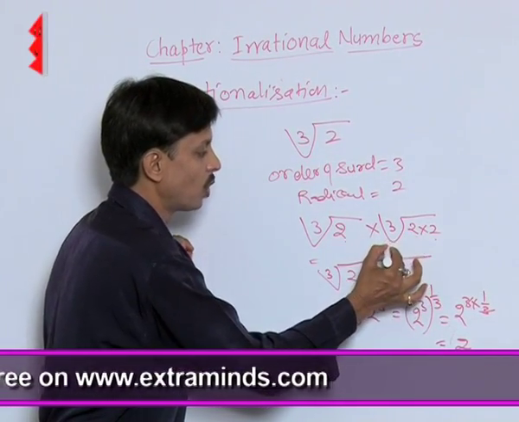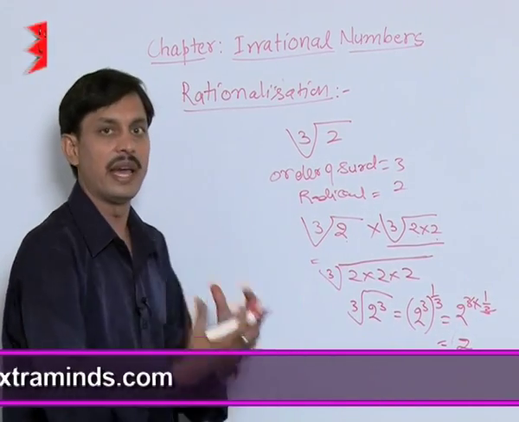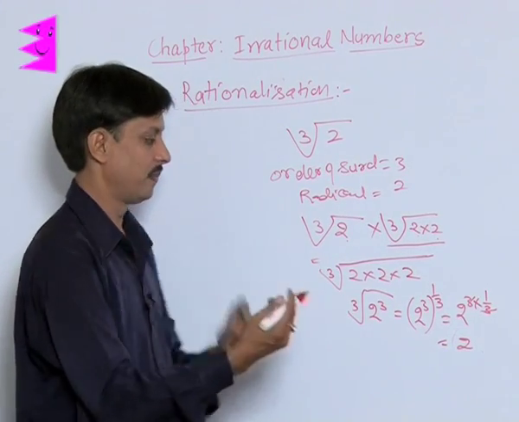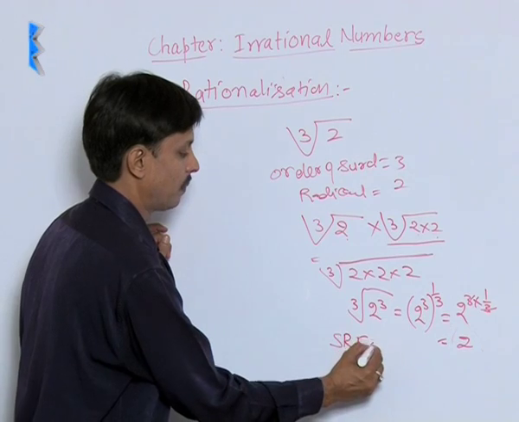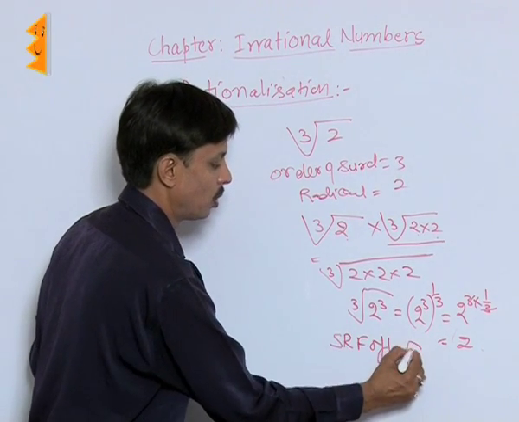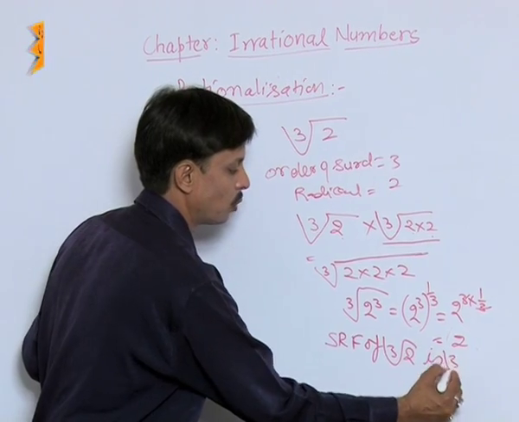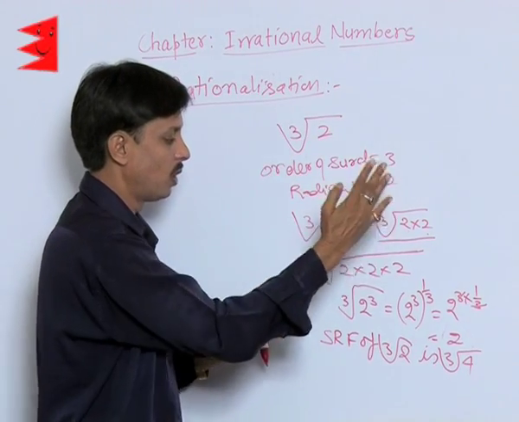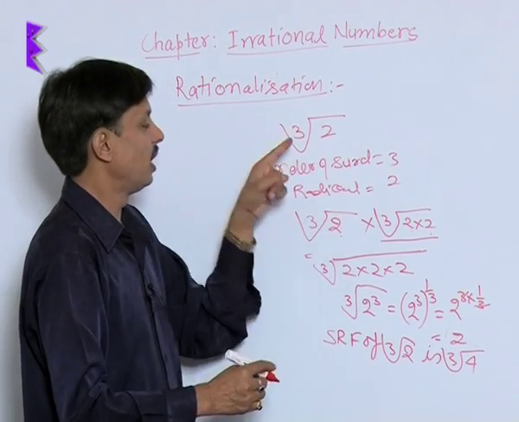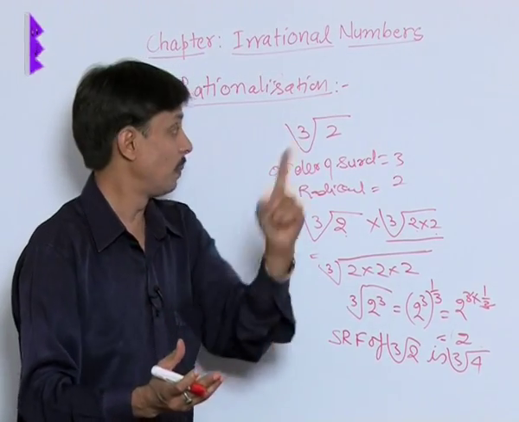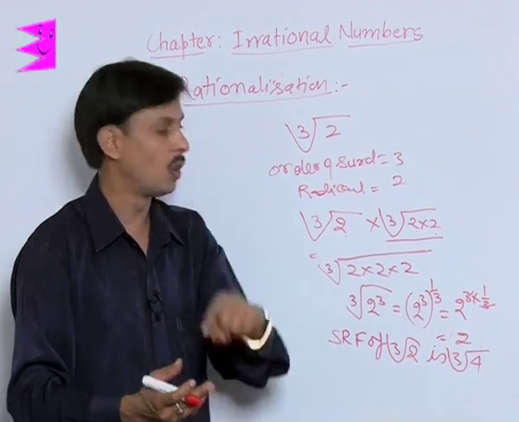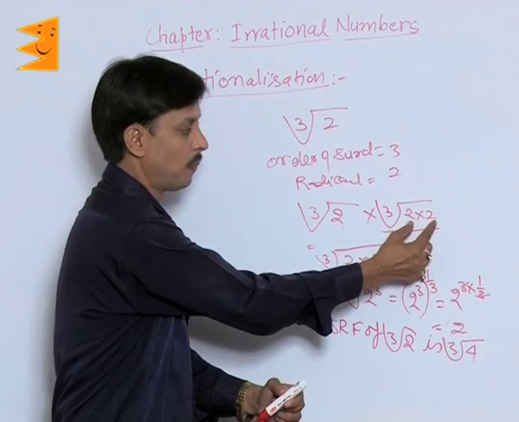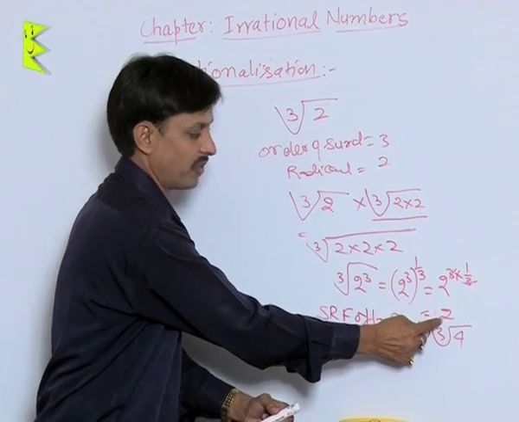This value, the cube root of 2 into 2, is known as the simplest rationalizing factor, SRF. So the SRF of the cube root of 2 is the cube root of 4, because when the cube root of 2 is multiplied by the cube root of 4 it gives us 2. As I showed you here, this is the cube root of 2. When it is multiplied by the cube root of 4, what answer is coming? 2. That is a rational number.